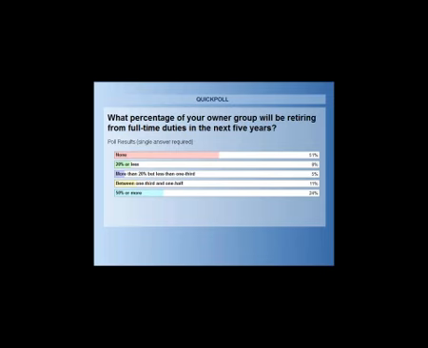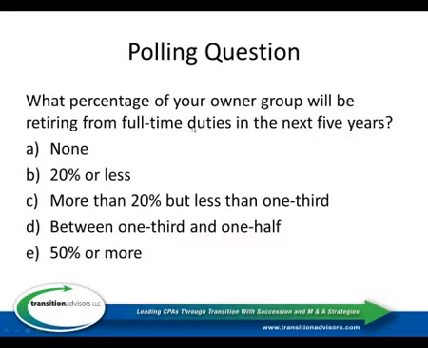Could you name those results? I didn't see those. Oh, sure, yeah, sorry, Terry. 51% indicated that none would be retiring. The next most popular at 24% was half or more, the largest percentage. And then after that, between 1/3 and 1/2 at 11%.